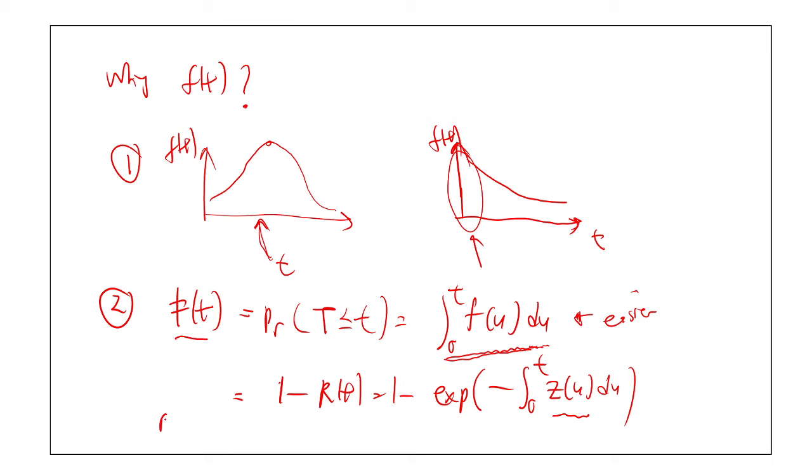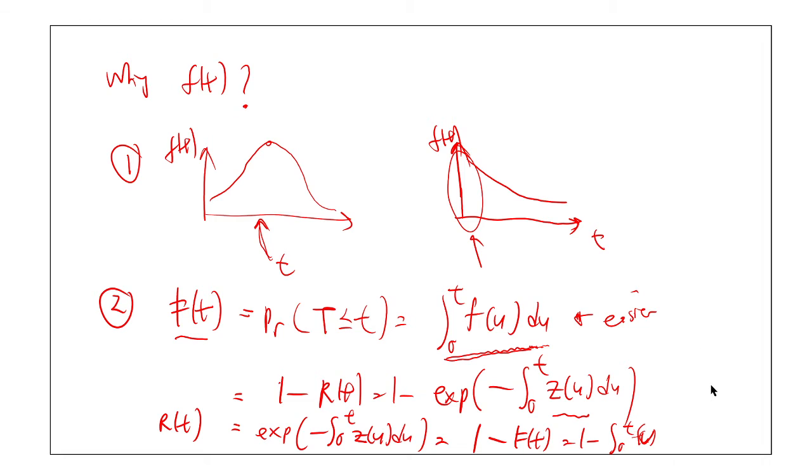The same goes if you want to calculate the reliability. Although you can calculate the reliability using the failure rate function, mathematically it is easier if you calculate 1 minus F(t), or 1 minus the integral from 0 to t of f(u) du. So this one is easier.